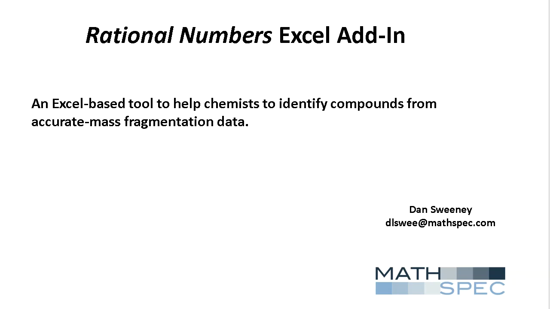A common fallacy is that in order to identify an unknown analyte using mass spectrometry, the first step is always to determine the molecular formula. In this video, I will demonstrate that a compound can be identified without first knowing its molecular formula using our Excel add-in. In this example, getting the molecular formula will be our last step.